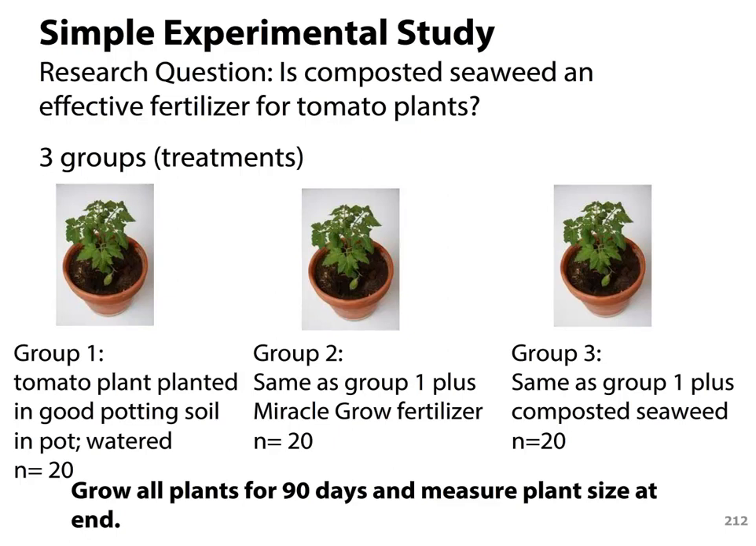60, okay, because you have 60 pots altogether. Now, you're going to grow your plants for 90 days, and then you're going to measure plant size at the end. So let's go back to your hypothesis. If composted seaweed is an effective fertilizer for tomato plants, then I would expect to see what? Either the plant height should be the same as Miracle-Gro or taller than Miracle-Gro. Okay, that's what your hypothesis would be, and that's what we're testing. Hopefully that makes sense. If not, let me know.